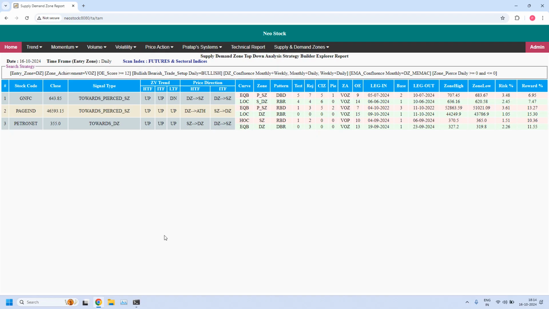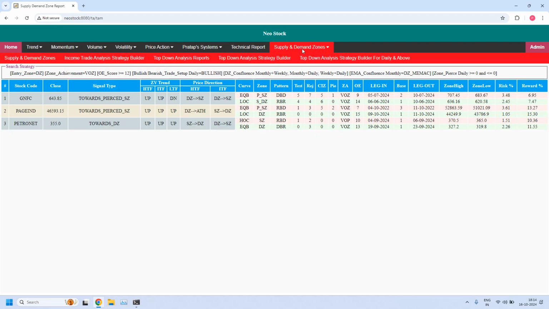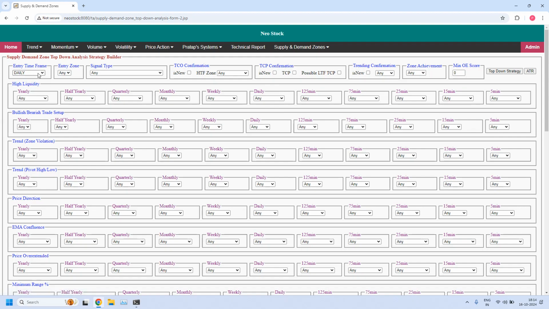So with this we have completed monthly income trade bullish trade setup. Next, let us look for monthly income trade bearish trade setup. Entry time frame daily, entry zone supply zone. In bullish or bearish trade setup at a daily time frame, I am selecting bearish, that is entry time frame.